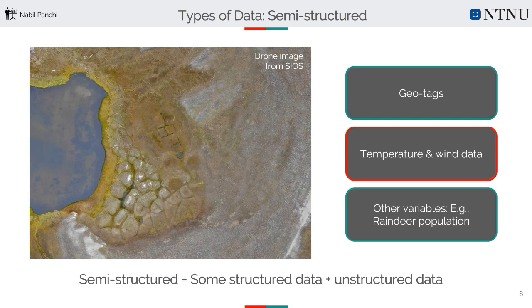Then again, you have some temperature and wind data from this particular place, let's say. And you know that the temperature will be in Celsius or Kelvin or Fahrenheit. You know that the wind data will be a velocity, right? So this is structured data. This is unstructured data. You combine them both. They tell you different things, but they can be put together. And that's when you call it semi-structured data.